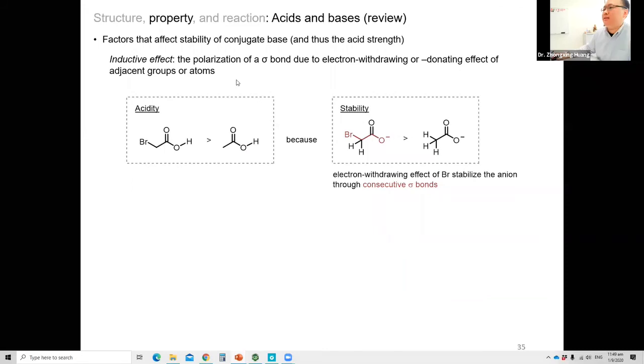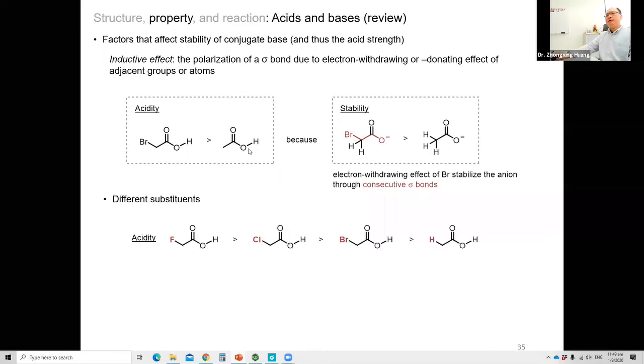And you must know that the inductive effect only happens through sigma bonds, okay? It has to be connected by single bonds here. So let's compare these. We have a hydrogen, and we already know the bromine compound is more acidic. But how about fluorine? In the periodic table, fluorine is higher than bromine, so its electron withdrawing is stronger. That means the anion is more stable, which means fluorine-containing acetic acid is more acidic than chlorine, than bromine, than H.